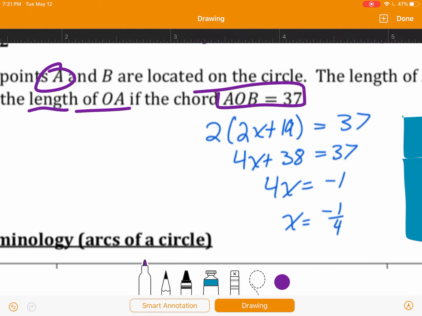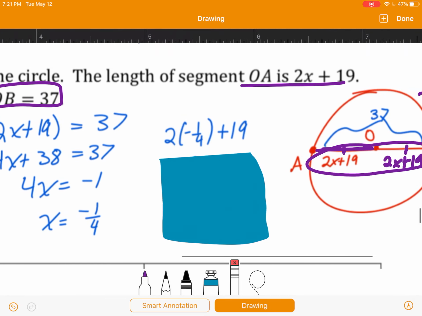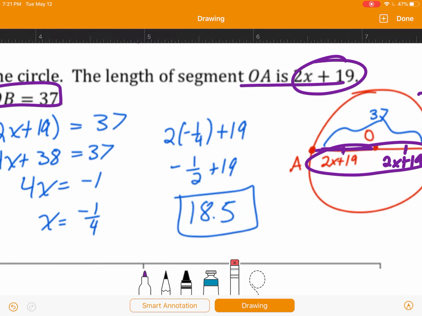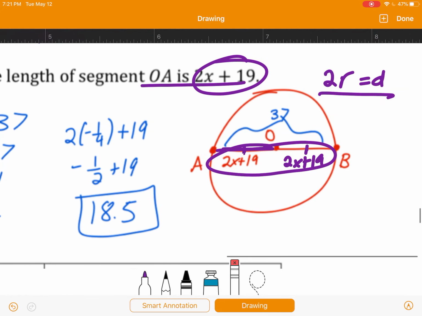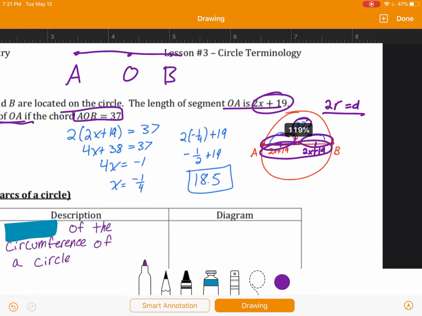But the question asks for the length of the radius, so we're going to take x and plug it into x in our length of the radius, and that will give us 18.5. And if you check your work, make this 18.5 and this radius 18.5, add them together, you get 37, and that means you did it right.